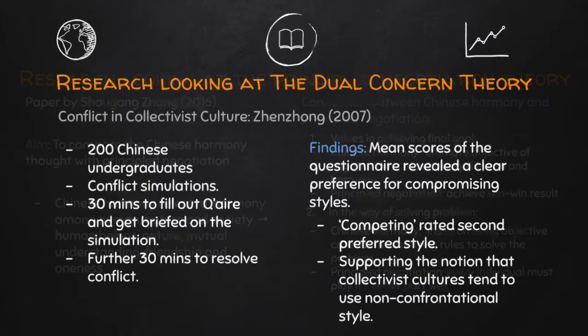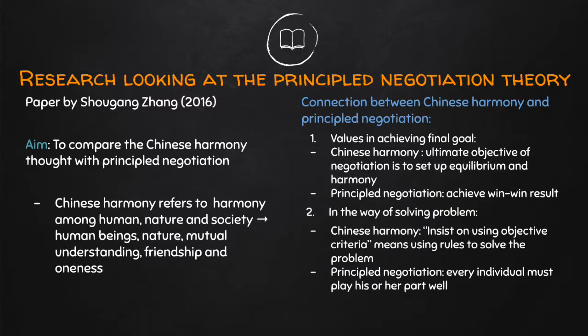I will now talk about a research by Shaogan Zhang in 2016, which looks at principled negotiation theory. His aim was to compare the Chinese harmony thought with the principled negotiation theory. Nowadays, many researchers study the differences of cross-cultural negotiation. These results help people to understand the differences in Chinese culture and Western cultures.